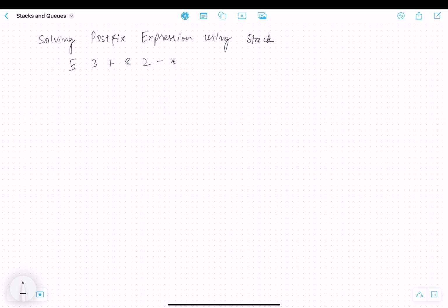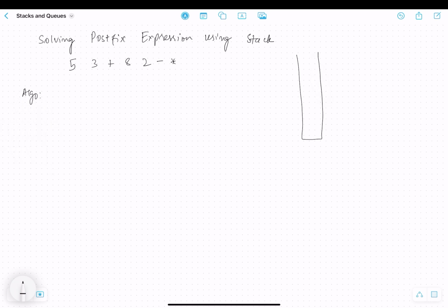So with your eyes, it's not very intuitive how we can solve this. But if you think from the computer perspective, it is very easy to solve it using a stack. I mean, much easier than the above example that we saw for infix expression solving. Okay, so in this one, we will only be using one stack. There will be only one stack. That's all.